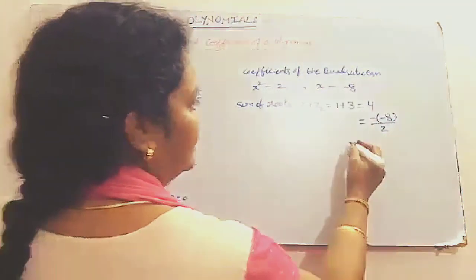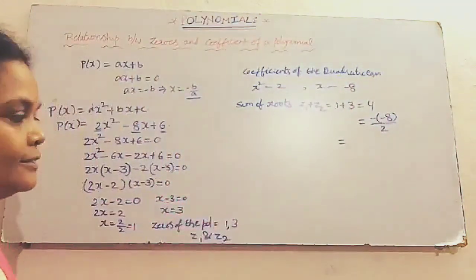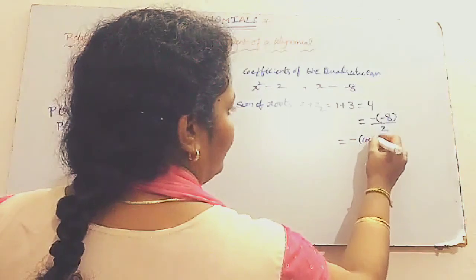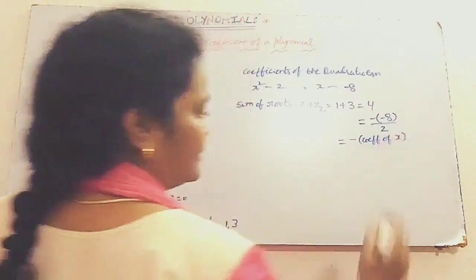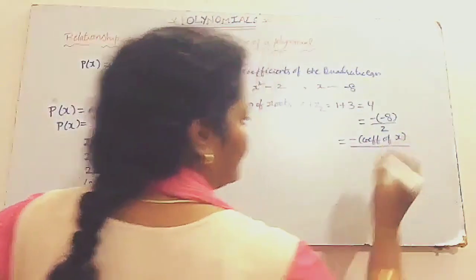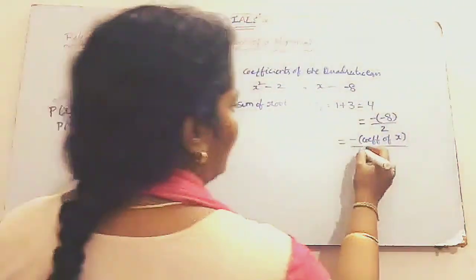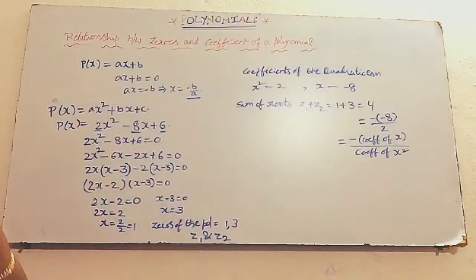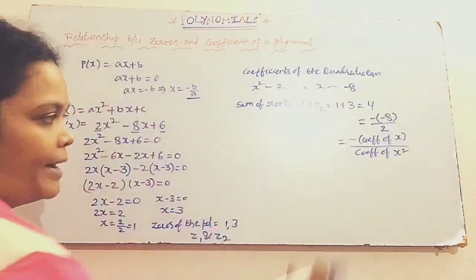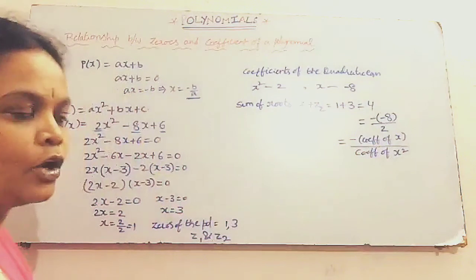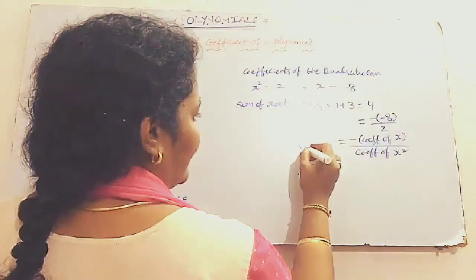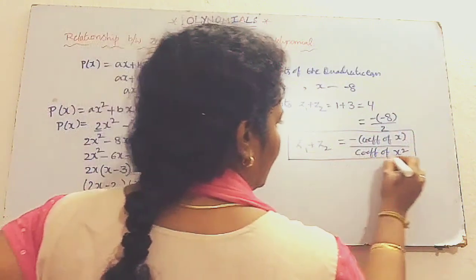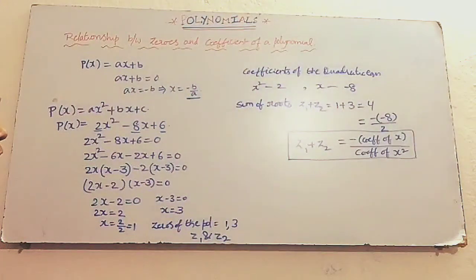What is minus 8? Minus of coefficient of x. And what is 2? Coefficient of x square. So what is the relation? Sum of roots is equal to minus of coefficient of x by coefficient of x square. So z1 plus z2 equals minus coefficient of x by coefficient of x square.